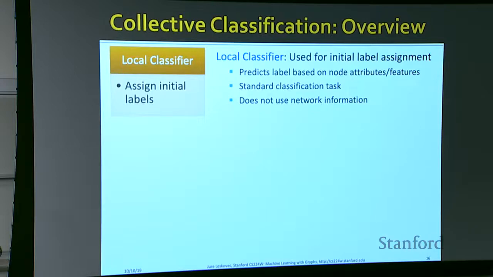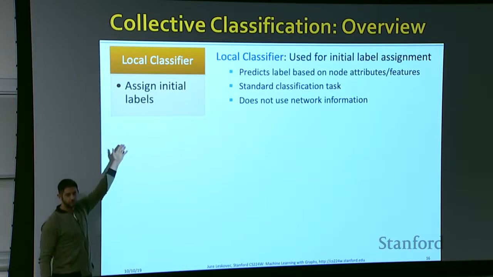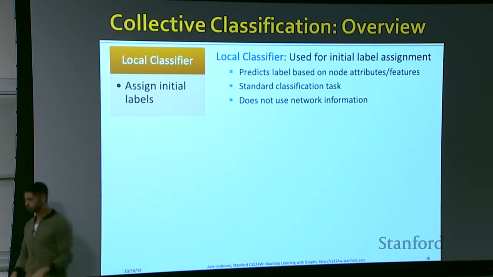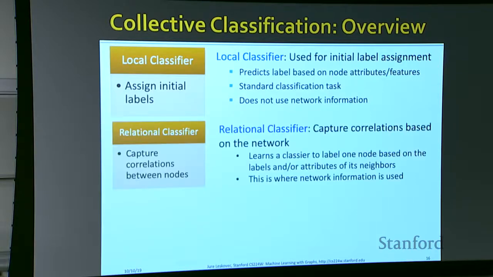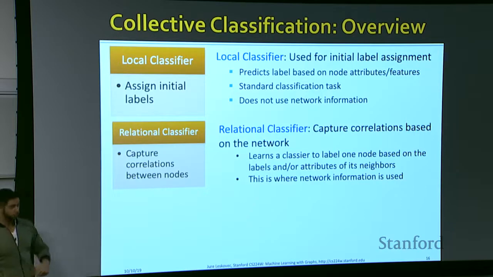So it's basically the question that I was asking you before. If we stop our collective classification here, we're not using any feature from the graph. We're just using the node features, okay? So it does not use any network information. You can train any kind of classifier that you want there, like KNN, or even the simplest one is going to be working very well. Then the second step is our relational classifier, and what it does is it learns a classifier to label one node based on the labels and the attributes of its neighbors, and this is where the network information is used.